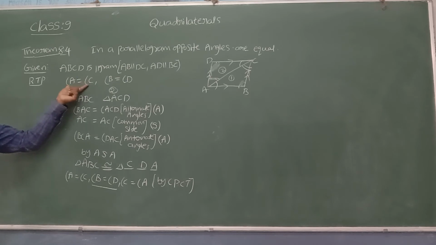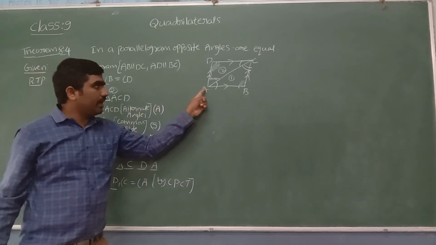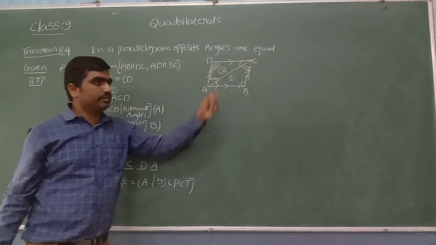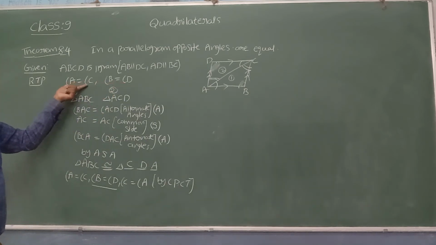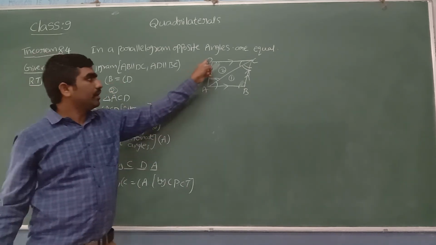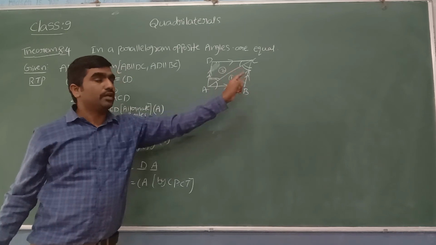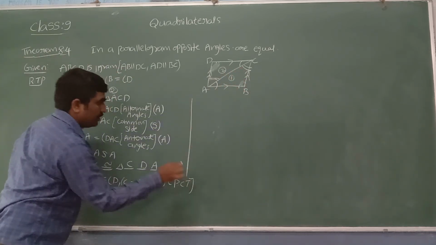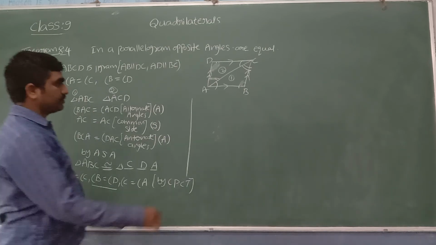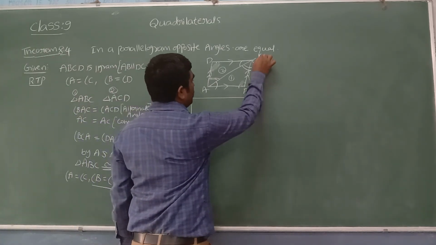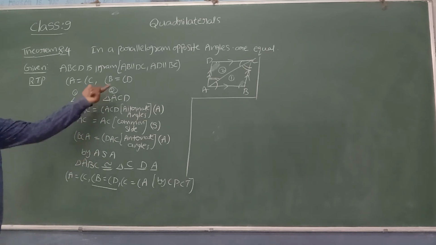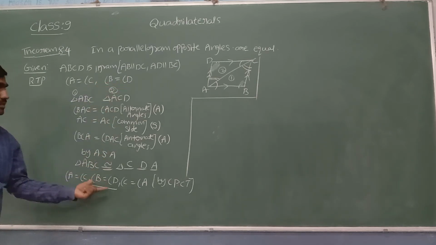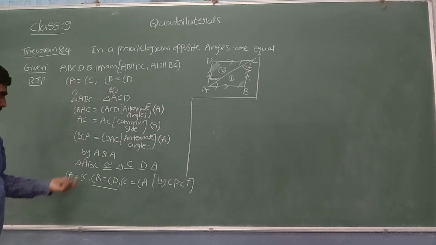Still we have to prove A equal to C. See, by taking the AC diagonal, I got B equal to D. Now to prove A equal to C, we will take the DB diagonal instead of AC, so that we can prove A is equal to C. Now let me draw the second part. Let me draw one more triangle. Just now I proved B is equal to D, still I want to prove A equal to C.